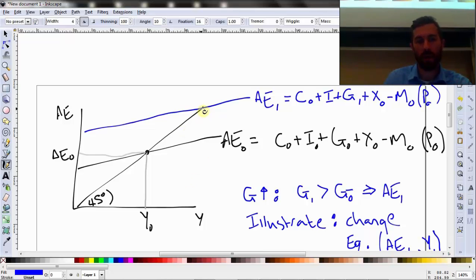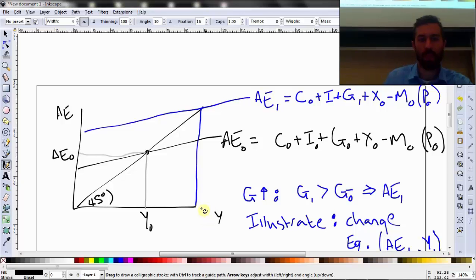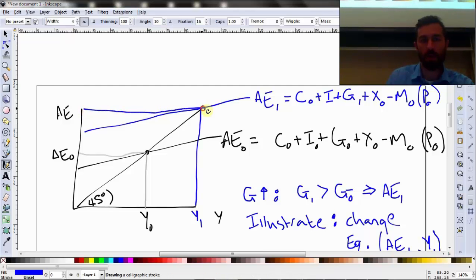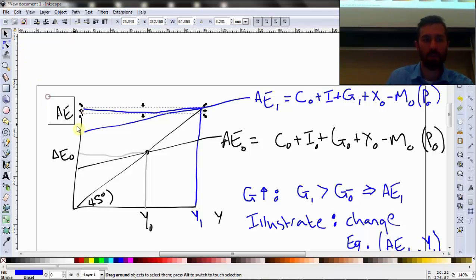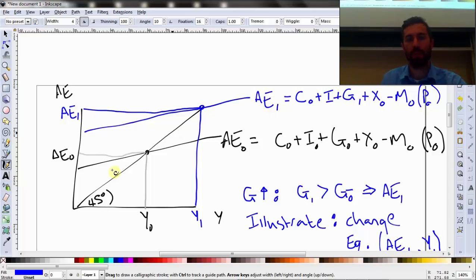What happens to our level of output? Output increases. Okay. Output increases to output level Y1, and equilibrium aggregate expenditure increases. So we now have AE1. Okay. That was the first part.